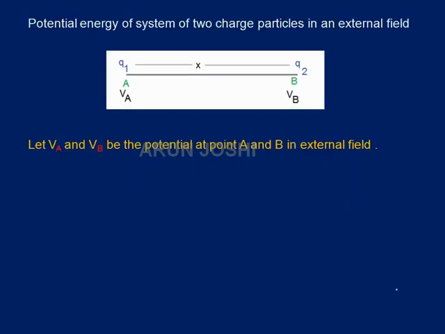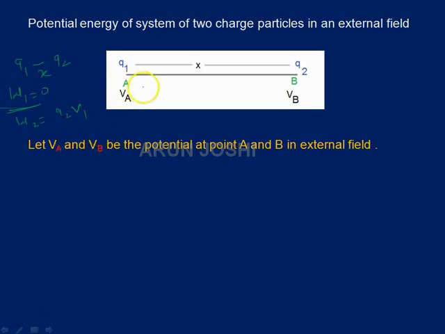Okay, potential energy of two charged particles in an external field. Firstly, I will explain the last situation. In the last situation, we discussed two charged particles Q1, Q2 separated by distance x, like this, and initially there was no external electric field. You bring Q1 from infinity, you say work done is 0. And you bring Q2 in the presence of Q1, you say you do some work, Q2 into the potential by Q1.